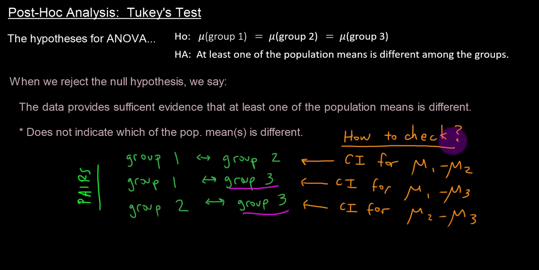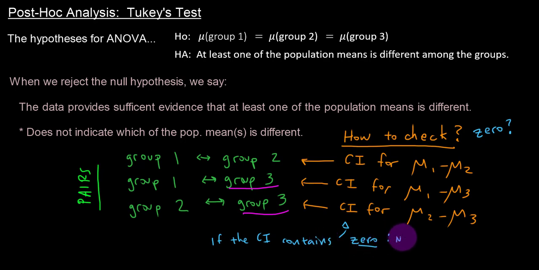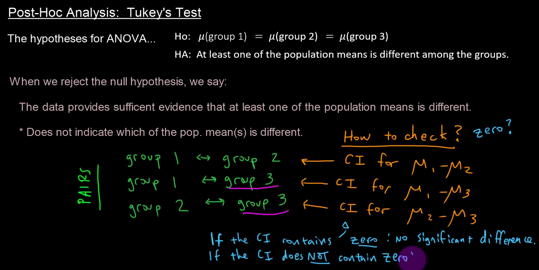When I say how do we check, we would be looking for that number 0, right? And we would say that if the confidence interval contains 0, then that indicates no significant difference. And on the flip side, if the confidence interval does not contain 0, then that does indicate a significant difference between the two population means, or at least the evidence seems to suggest that.